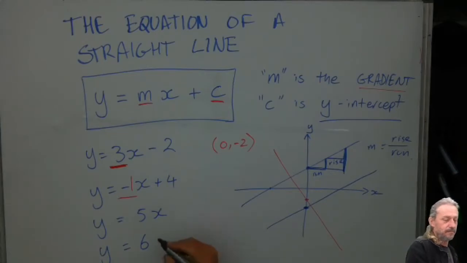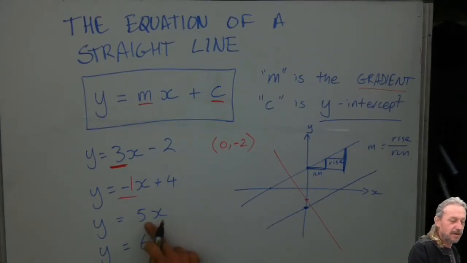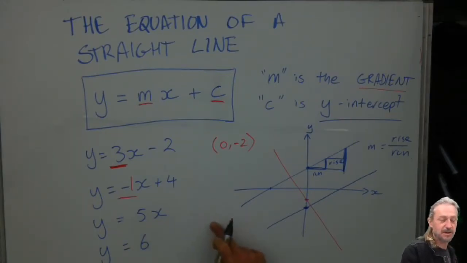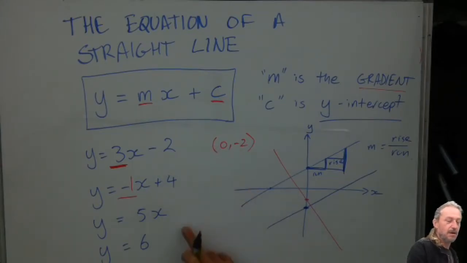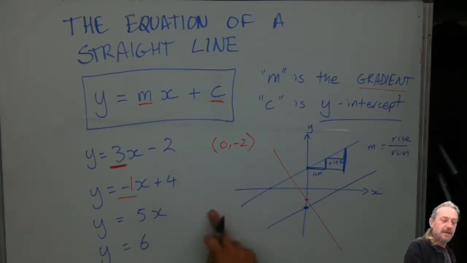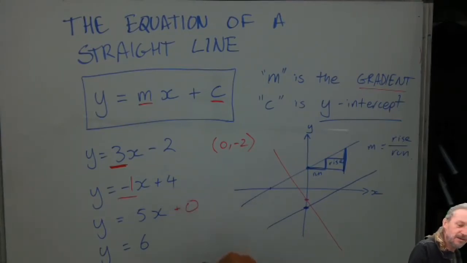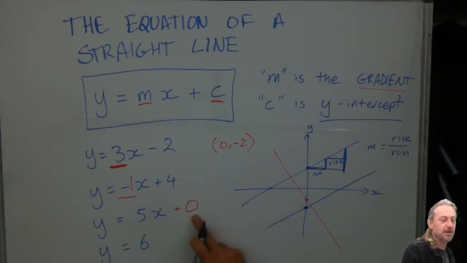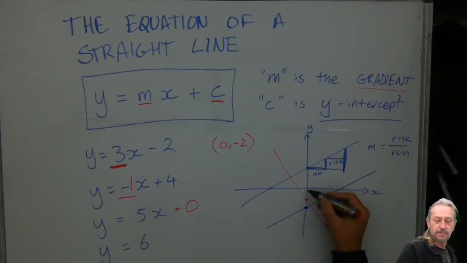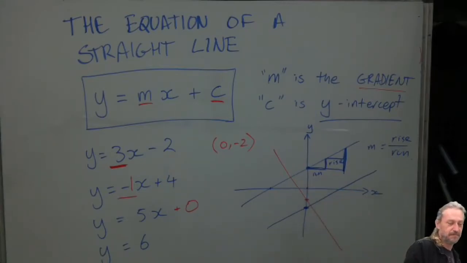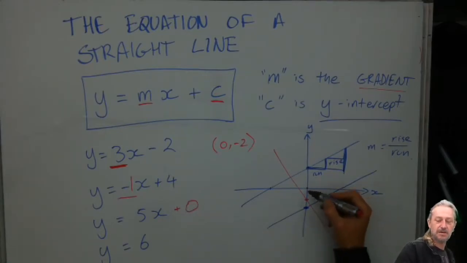This line here, the gradient is 5, because it's the number multiplied by the x. So for every one step in the x direction it goes up 5. But we haven't got anything here, and that essentially means it's +0. So the y-intercept, this actually goes through that 0 point. So when we've got no y-intercept written down, it means it goes through the point that the two axes cross.